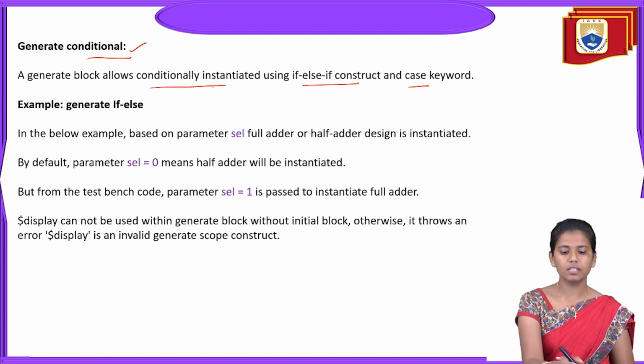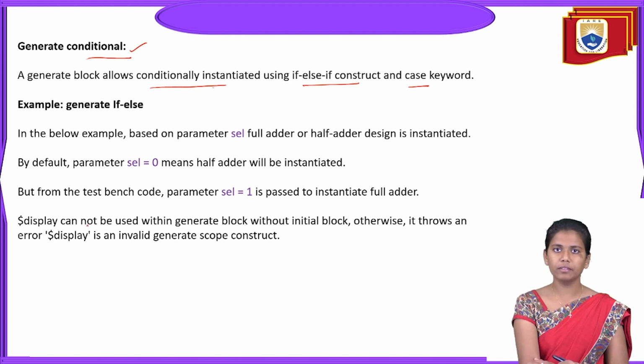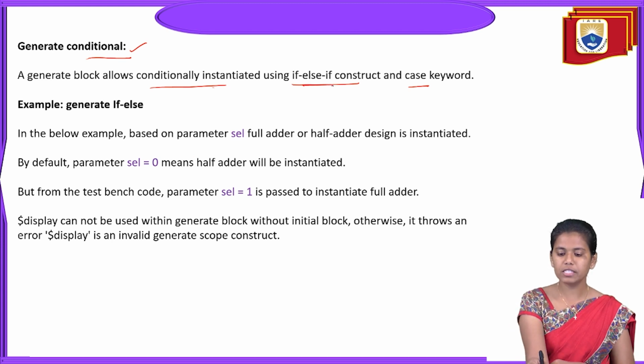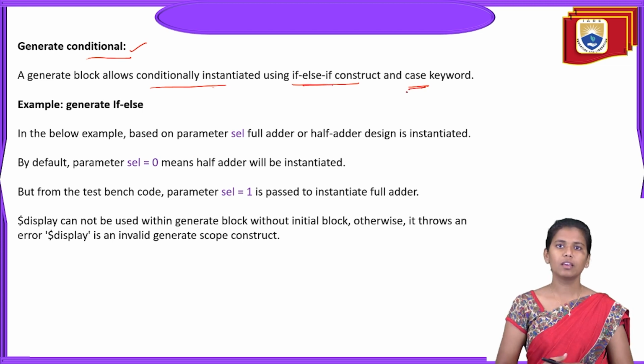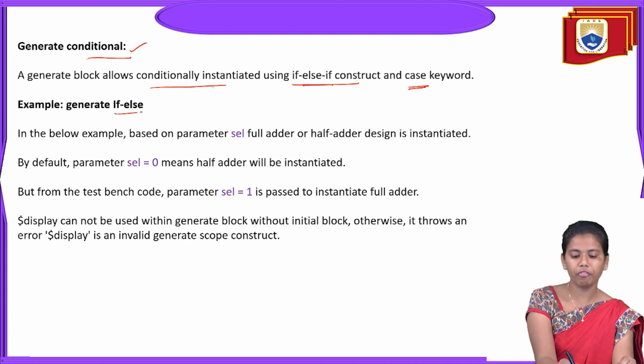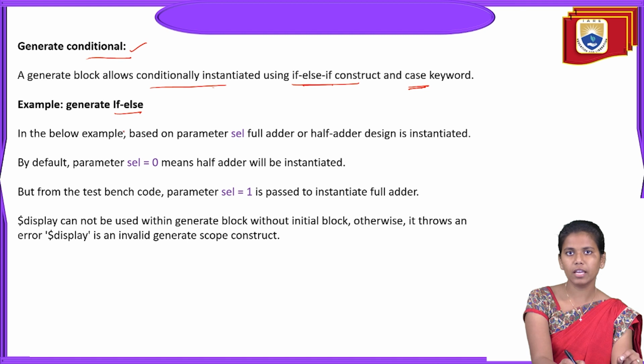So what we use is the generate block. It also allows conditional instantiation using the if-else-if construct as well as the case keyword. And now we will see the example based on if-else. If it is if-else, then obviously it must be generate if-else.